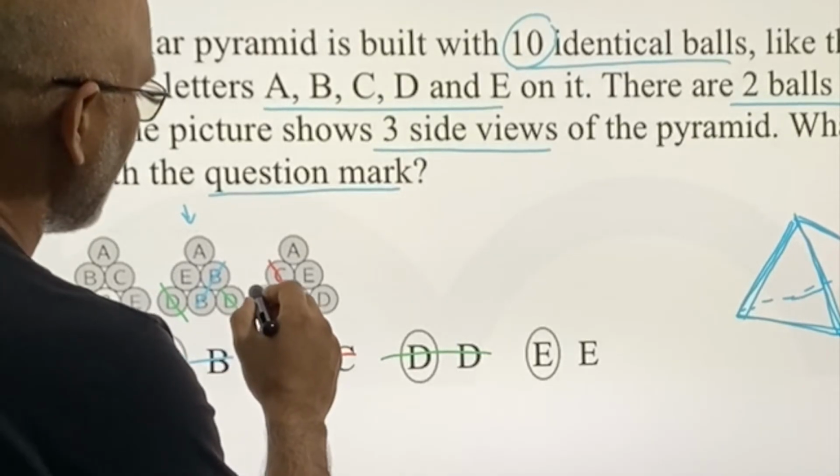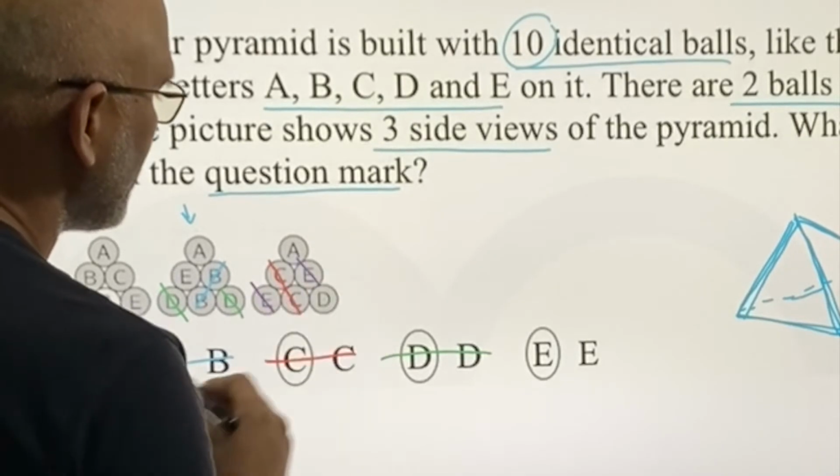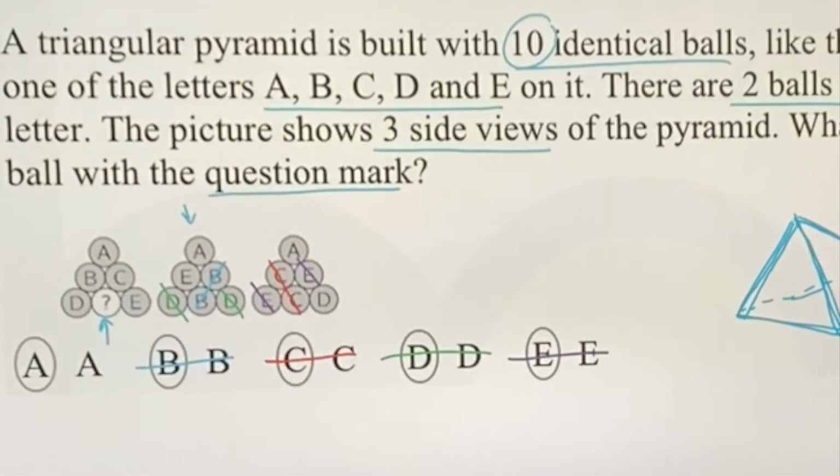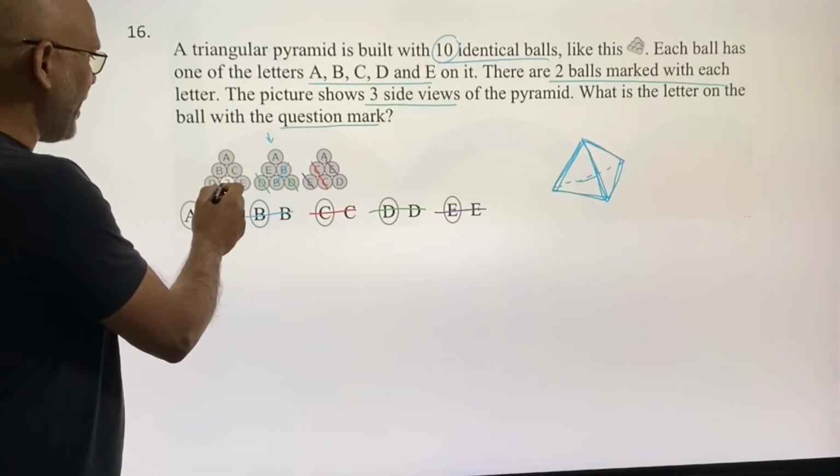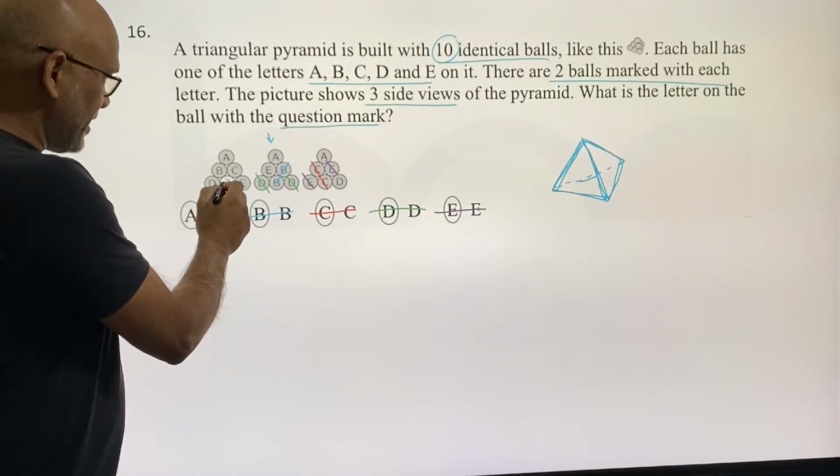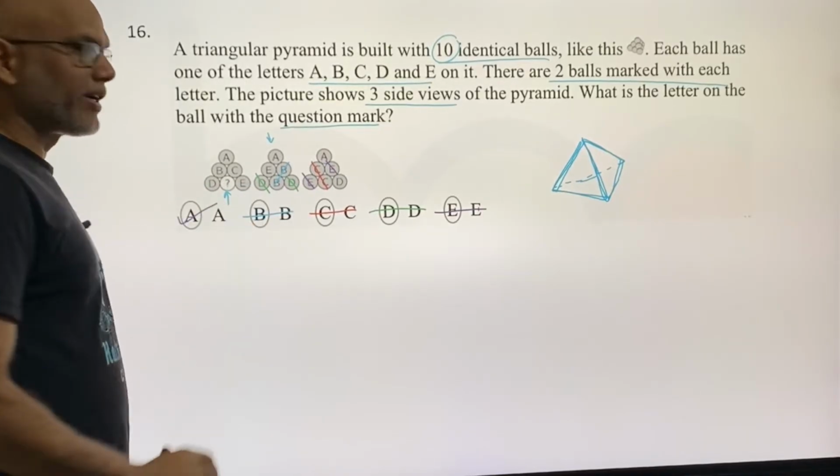Finally, I see 2 E's, right? So it also cannot be E. Then the only remaining is A, right? So this ball must be A. A is the correct choice.